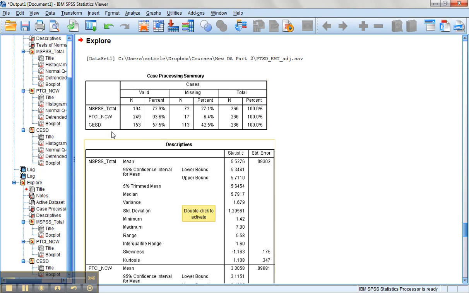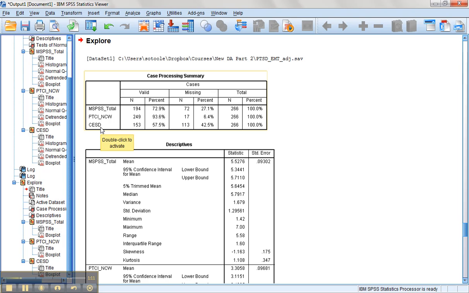So now we can see on the MSPSS, we have 194 valid cases and 72 missing. 27% of our data is missing. That's not great. On the NCW, much better. Only 6.4% of our cases are missing. That's a fairly low amount of missing data, given the number of variables that are in this data set.